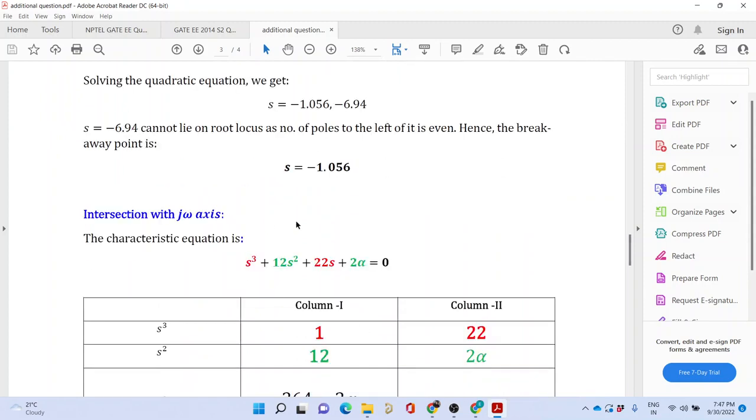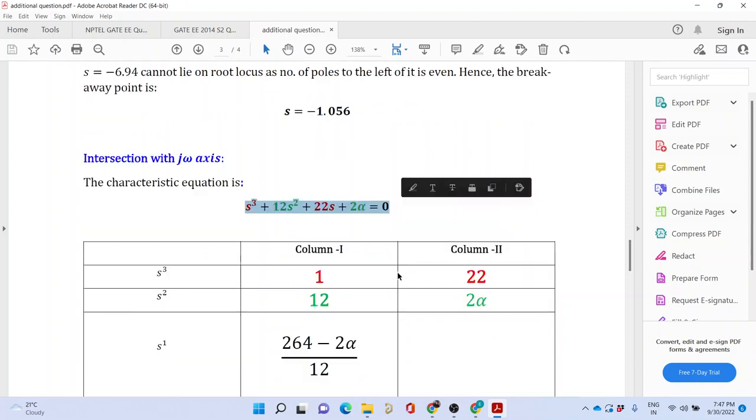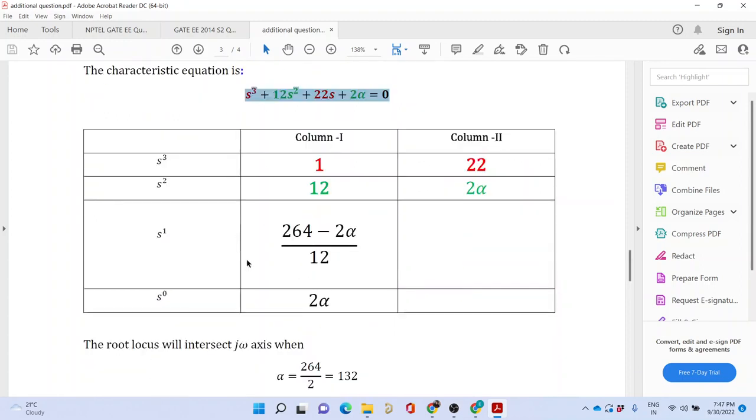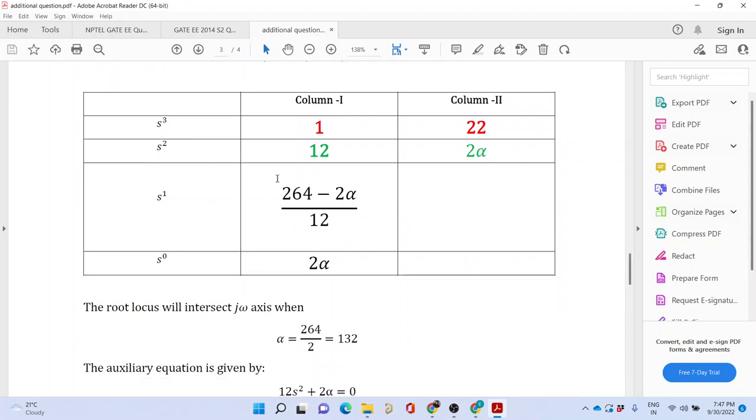Now to find the intersection with the j omega axis, we have to use the Routh array. So we write the characteristic equation again, and we end up getting this table that I have already told you almost 1,000 times now how to form. After that we find that to have intersection with the j omega axis, this element has to be equal to 0. For that, alpha has to be 264 divided by 2, that is 132.